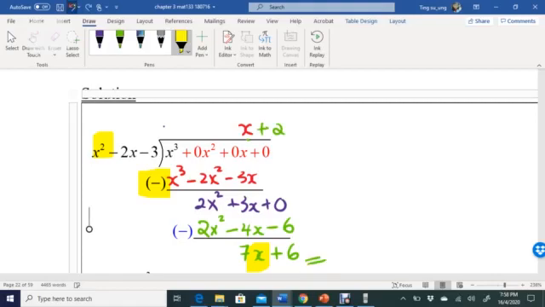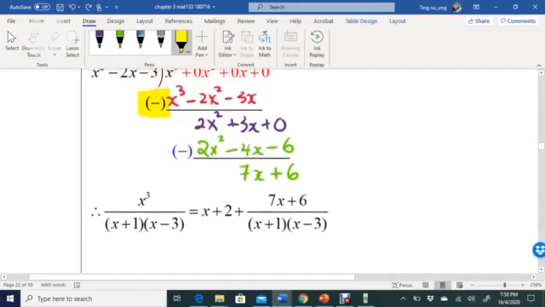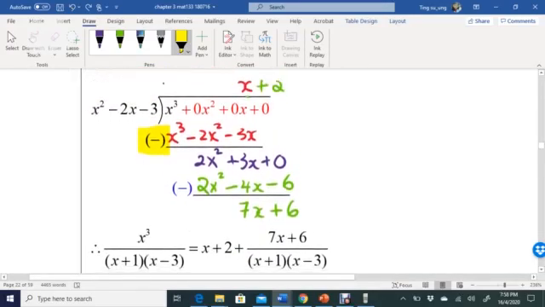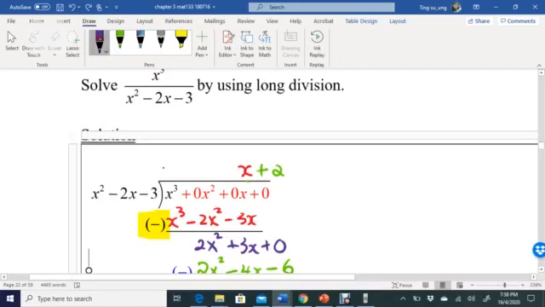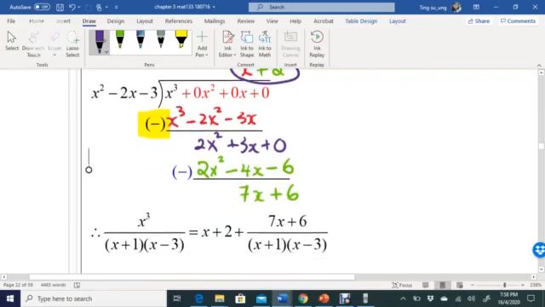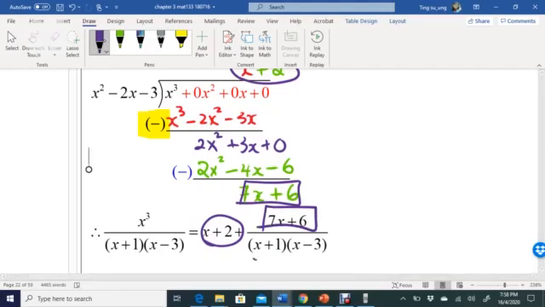Okay? And don't forget, this is not the end of the story yet. What you need to do then? Do remember to rewrite back your conclusion. So how will you write? Very simple. Do write x plus 2. After that, write it down in front, because this is the remainder, so write it on top of your denominator. This one, because this one can simplify again. That's why you have x plus 1 in bracket x minus 3. Is that okay?